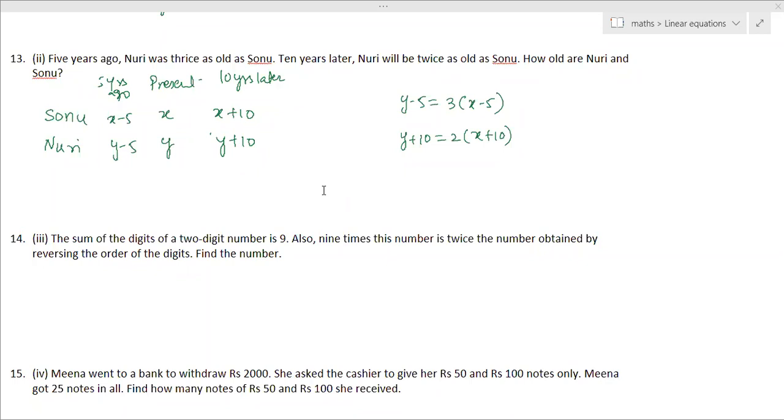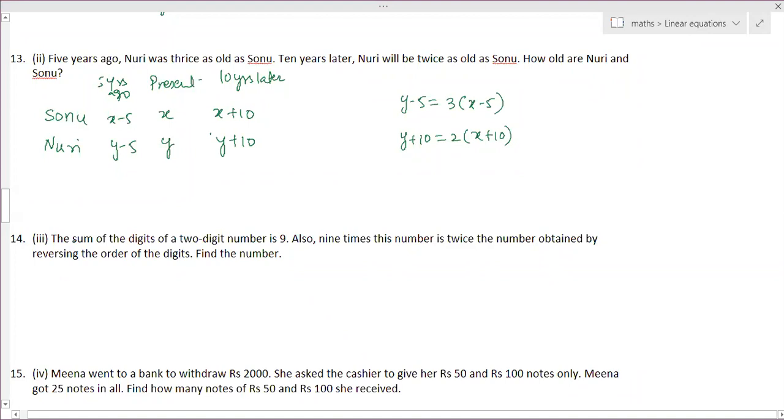The sum of the digits of a 2-digit number is 9. Today, yesterday itself, you have done this homework. Nishant? Nishant. Equation.